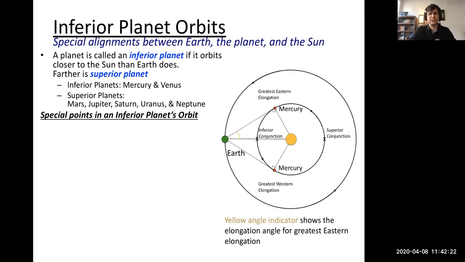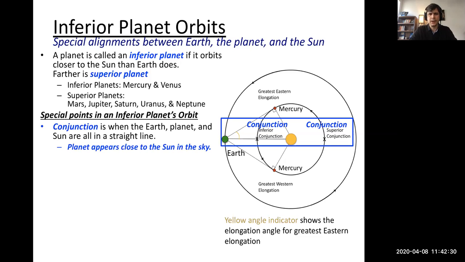And I want to define some special points in the orbit, special geometries that are quite useful things and that have helped us actually work out the structure of the solar system historically. There are also things that you can see in the night sky that are remarkable and can be easily noted. So let's start with something called conjunction.